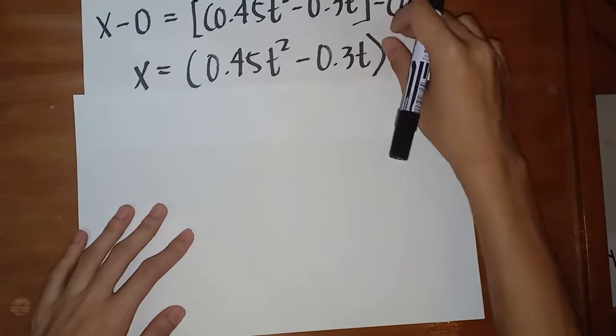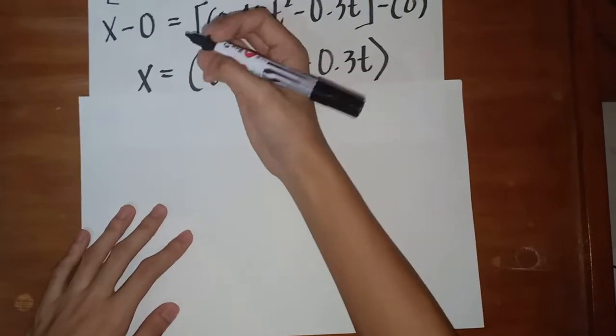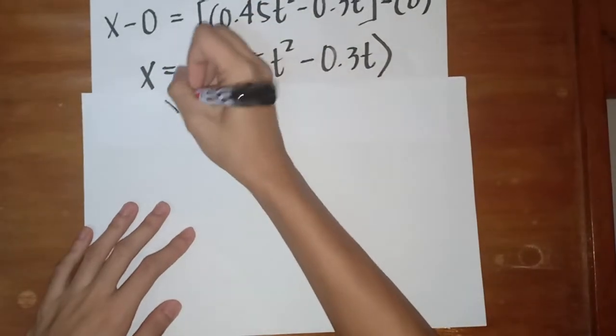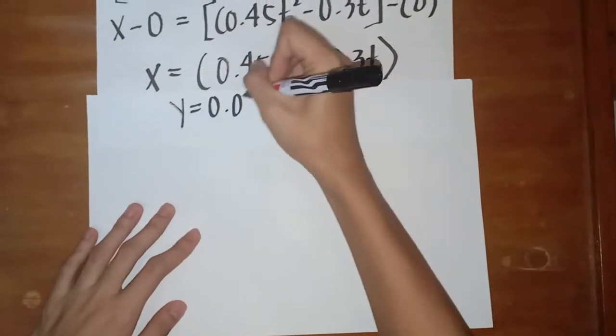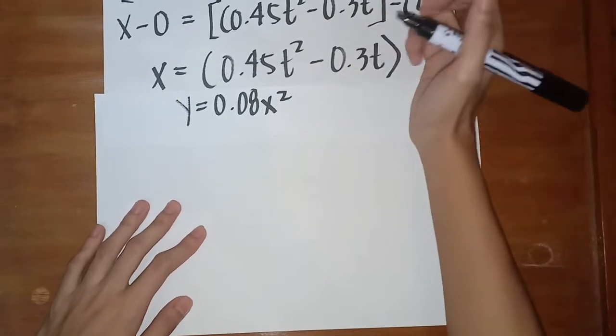So, ang next na kunin natin is yung y component ng position. At makuha natin yun gamit yung parabola, which is defined by the equation y is equal to 0.08 x squared. So, isa-substitute lang natin yung value na x na nakuha natin nung una.